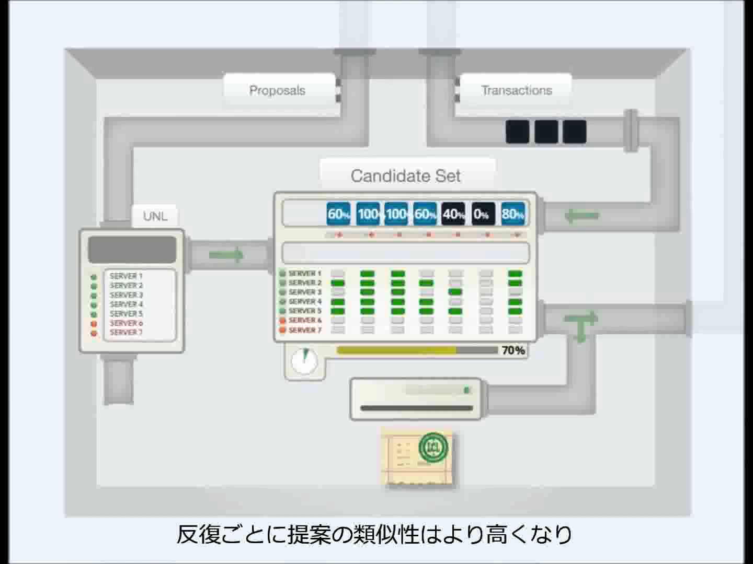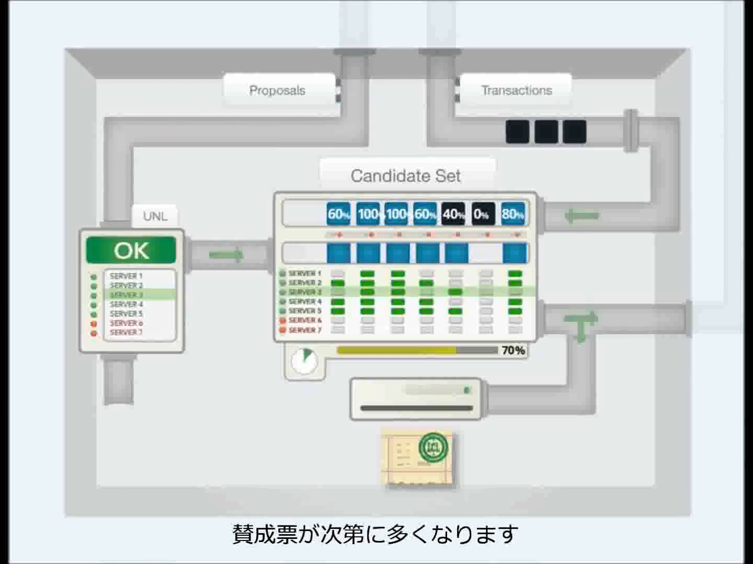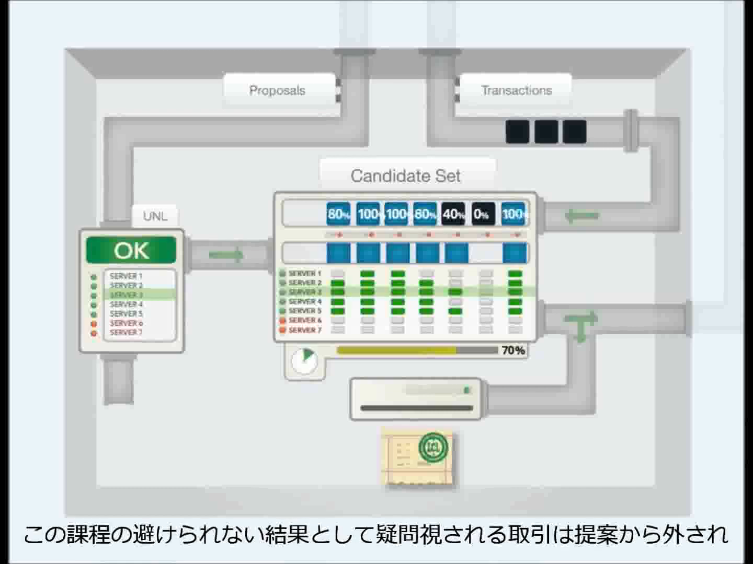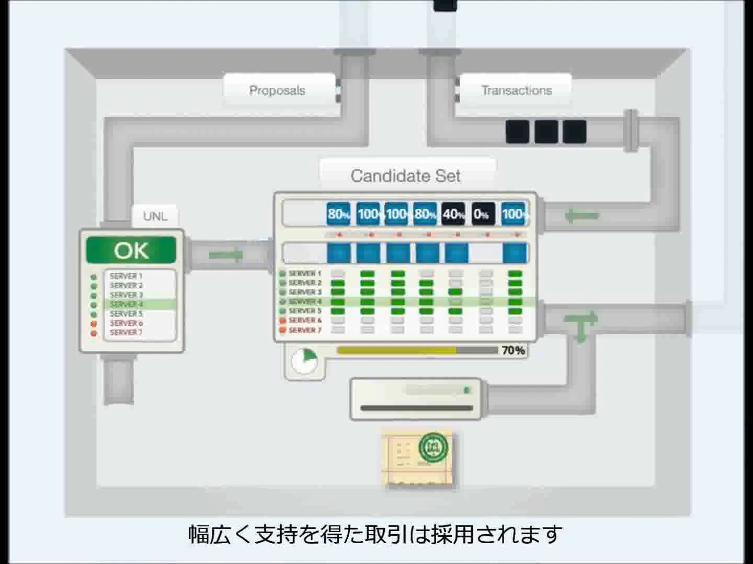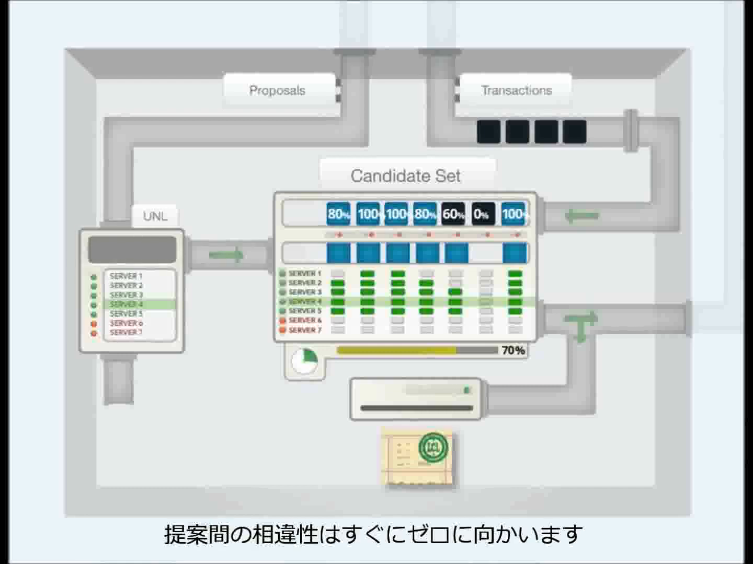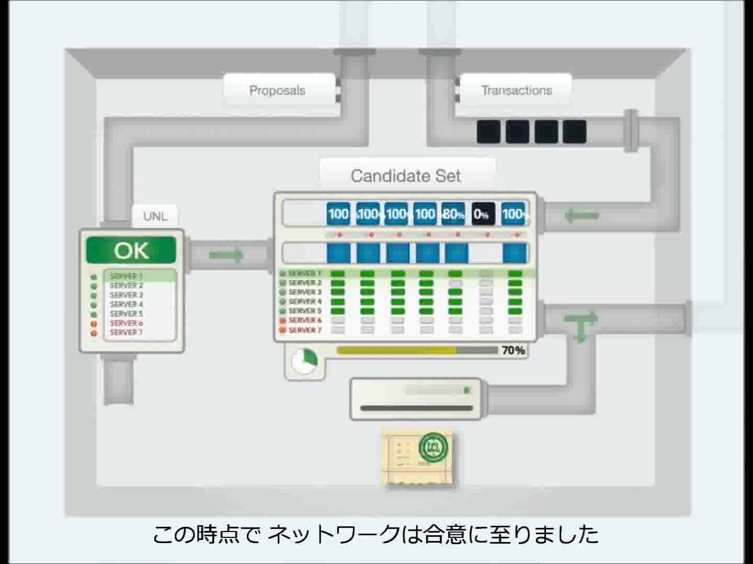With each iteration, the proposals will have a greater similarity to each other, and the votes will increasingly agree. The inevitable outcome of this process is that disputed transactions are discarded from proposals while widely accepted transactions are included. The dissimilarity between the proposals quickly moves toward zero. At this point, the network has reached consensus.